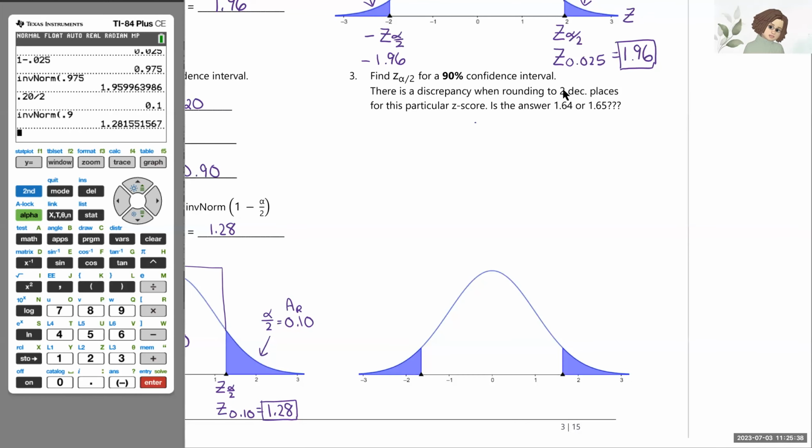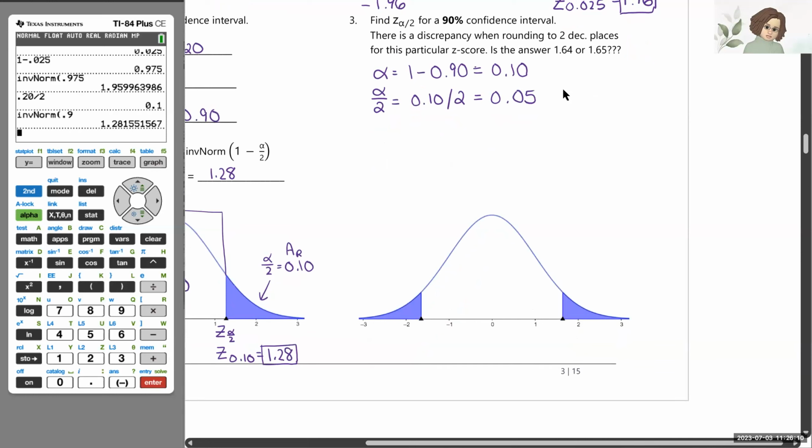So let's start with our alpha. Alpha is 1 minus your confidence level. So 0.90 for 90%. So 1 minus that will be 0.10. And then alpha divided by 2 tells you the area in each tail individually. That will be 0.05.